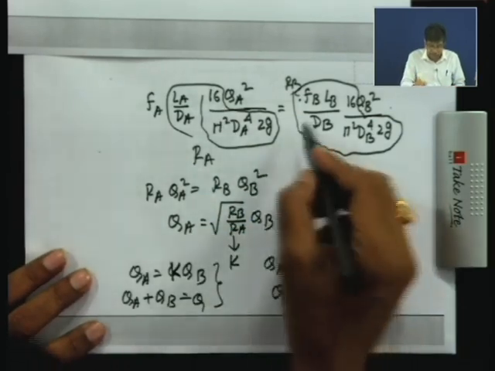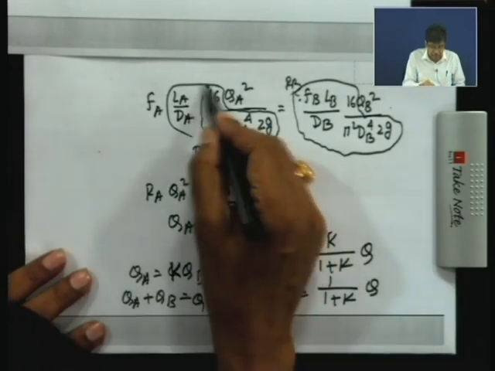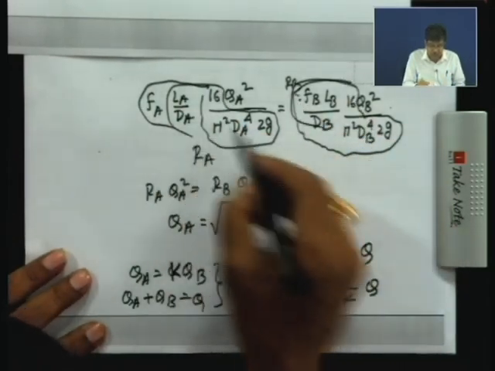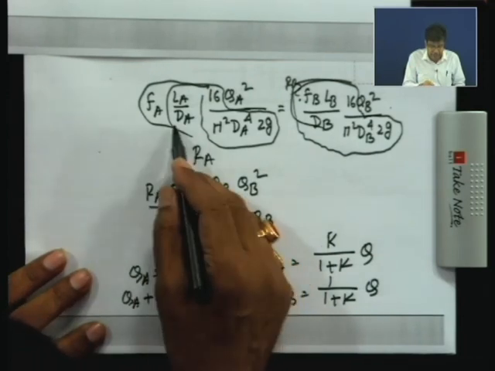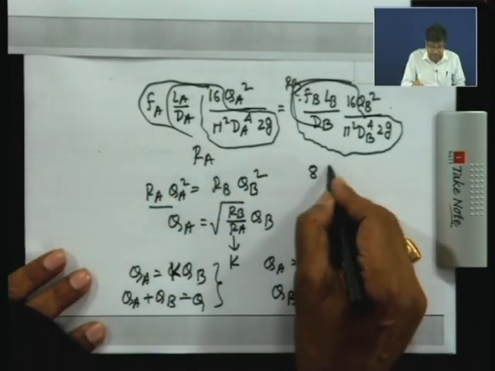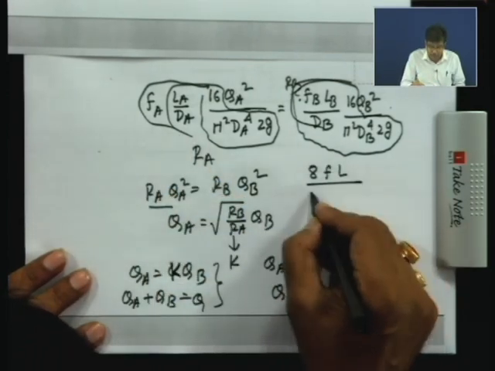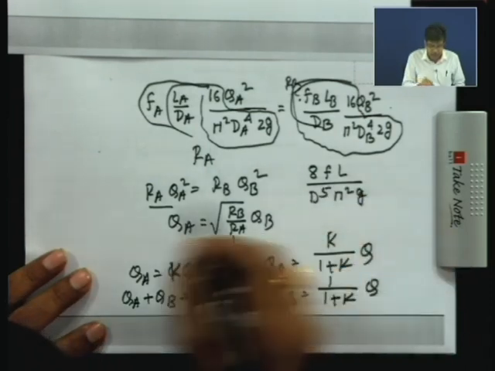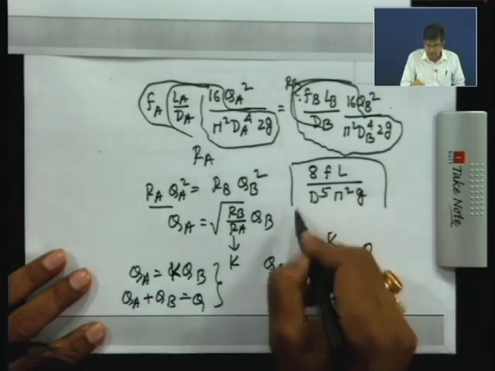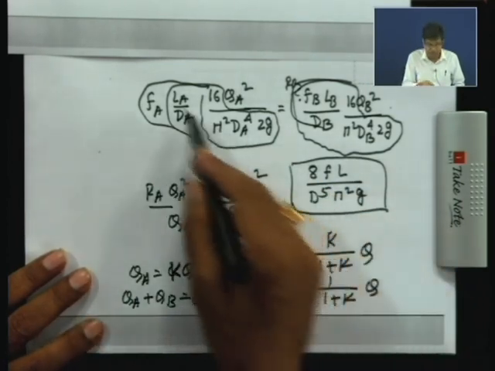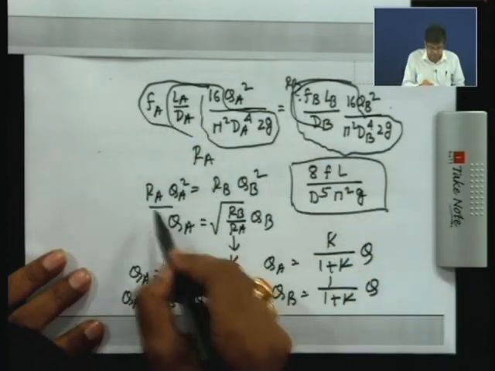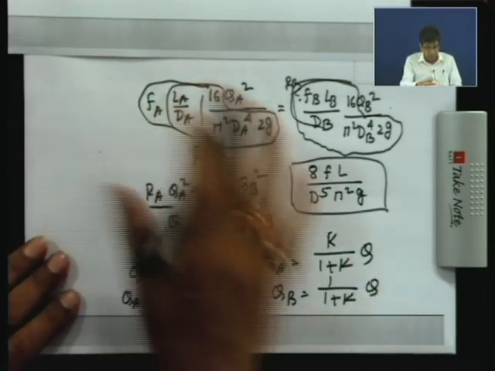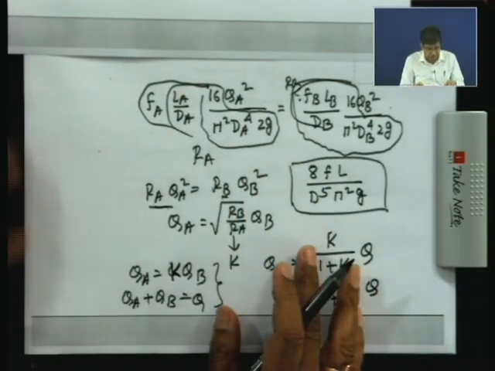You make this clear. That is trivial, R into everything. You take care of everything; this will be 8 F L by D to the power 5 pi square G. This is very simple, school level algebra. This is RA, RB. That means this is how it is done in a parallel flow.